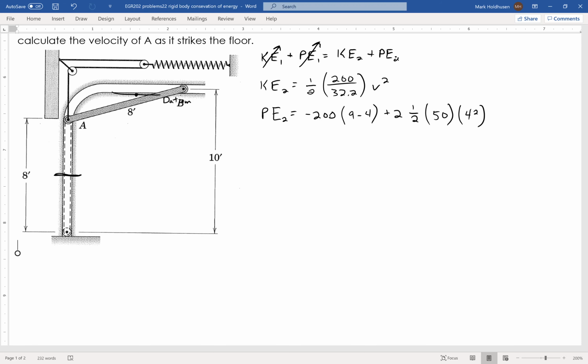Okay, because I basically get now 0 equals 3.11 v squared minus 200. And from that, I get the velocity is 8.02 feet per second. So again, recognizing that you just have springs and gravity, we can use conservation of energy to solve such a problem.